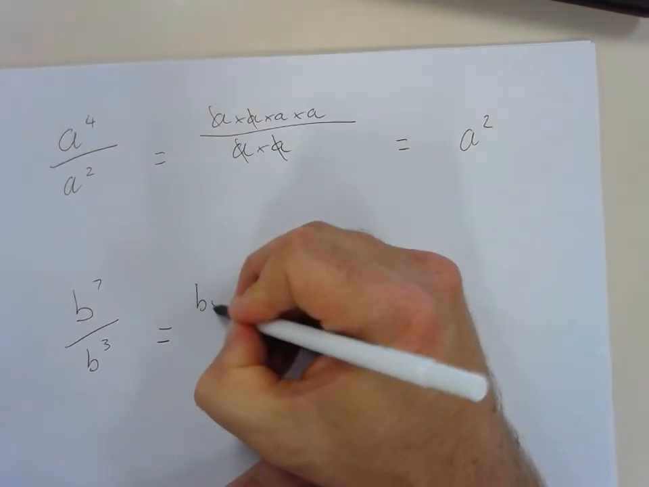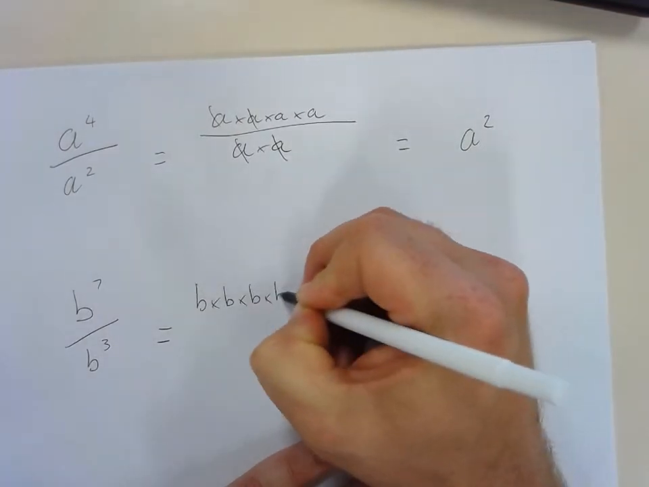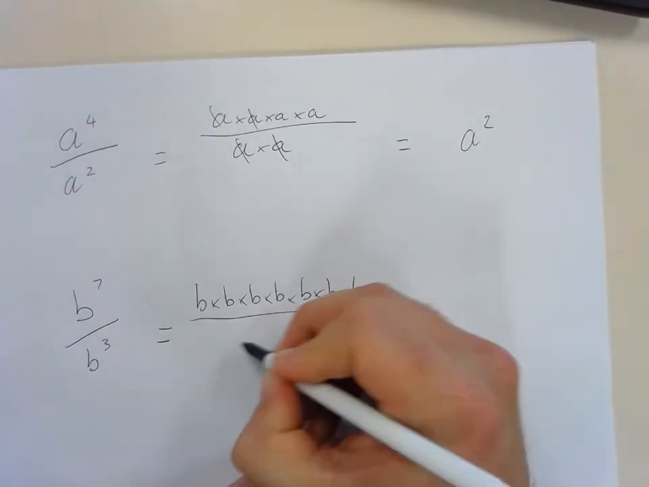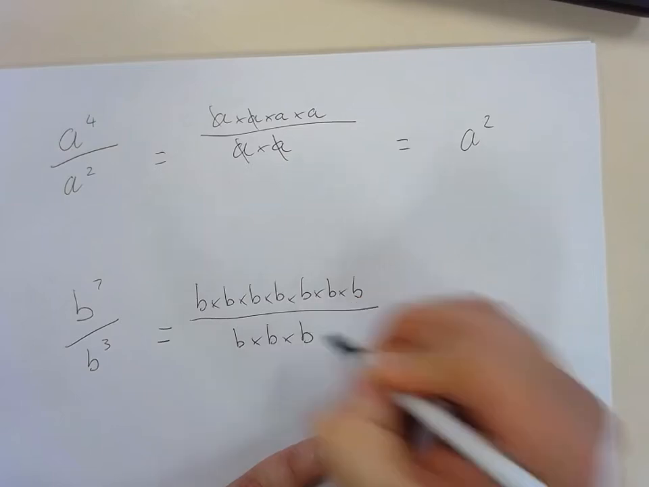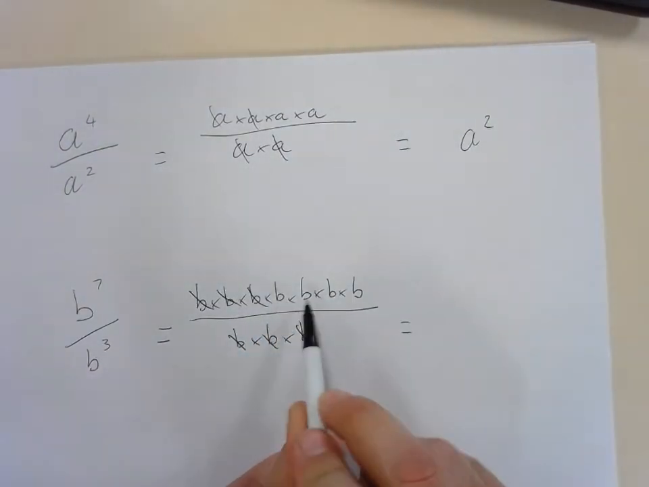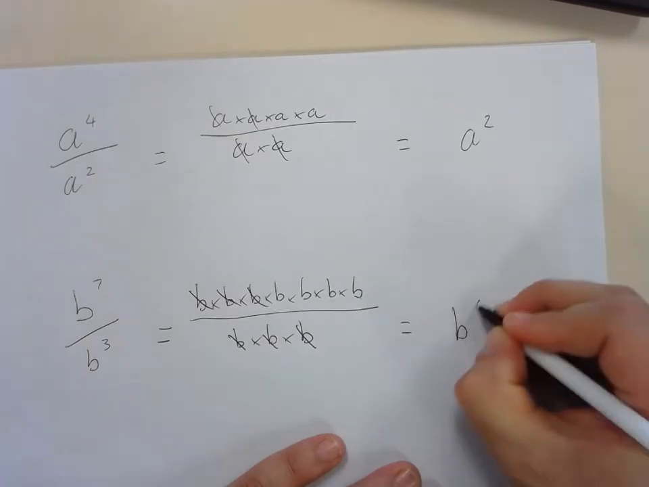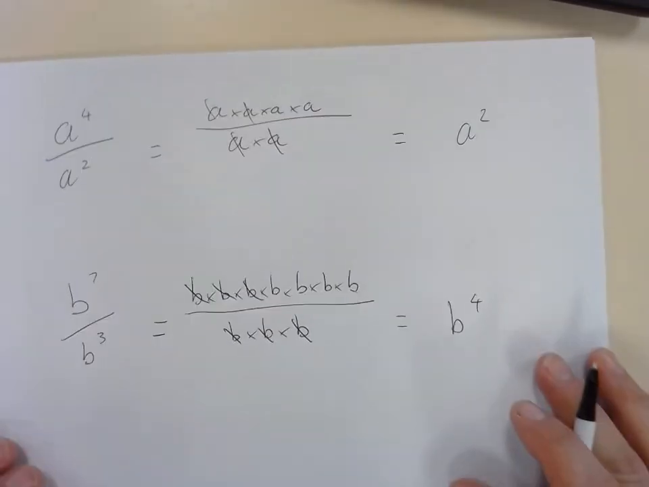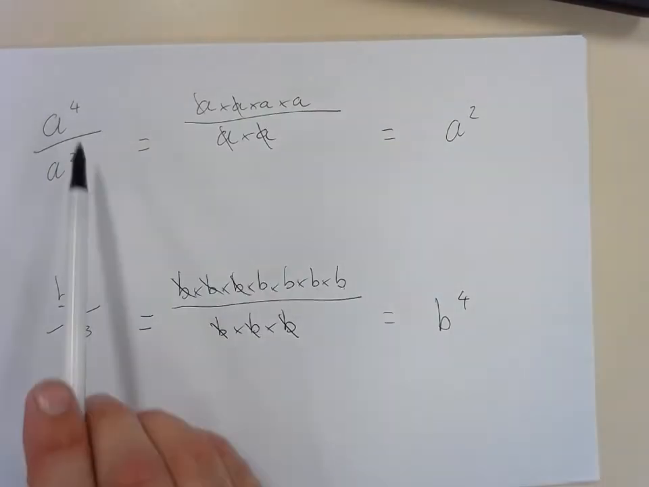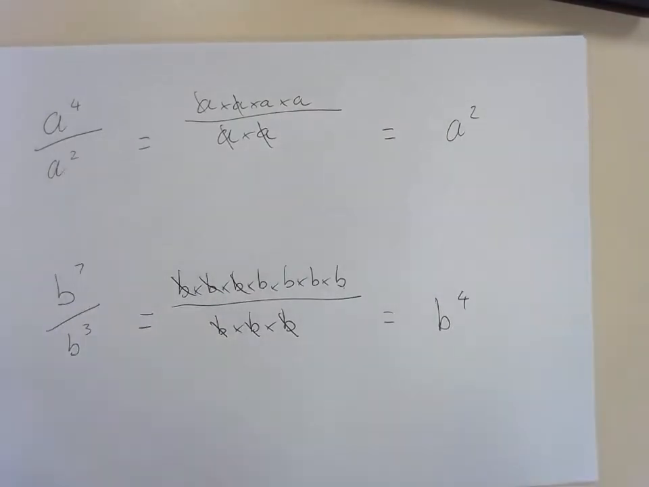Same thing here, 1, 2, 3, 4, 5, 6, 7 over 1, 2, 3. Cancel, cancel, cancel. Left with 1, 2, 3, 4, or B to the power of 4. And so I then start using my mathematical brain and go, okay, let's skip this step. I've got 4 there and 2 there, and I've got to end up with 2. I've got 7 there and 3 there, and I've got to end up with 4.